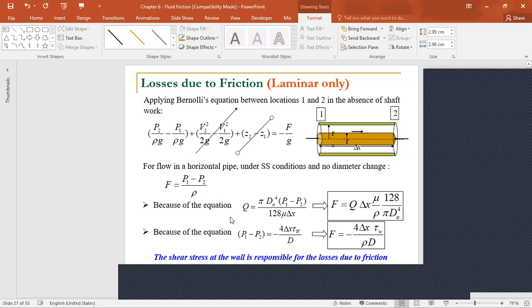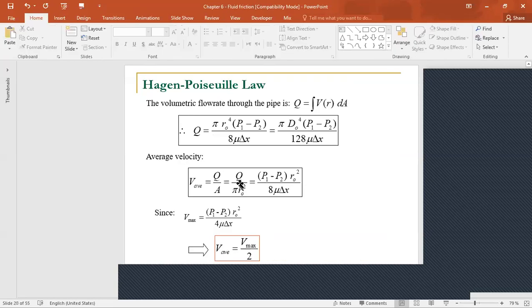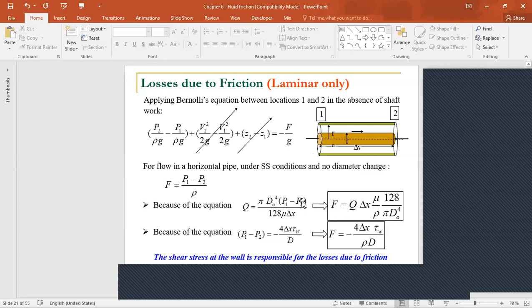Now, there is another equation which we developed in the previous section, this one, the relationship between Q and delta P. Now, if you get this delta P on one side, and then you get Q times 128 mu delta X over pi D naught to the power 4, you put this terminology here instead of P1 minus P2. As we said, we don't need to see P1 minus P2 because those are usually difficult to measure. We'll have now F, which is a function of Q only. And as we said, measuring Q is much easier than measuring P1 minus P2.